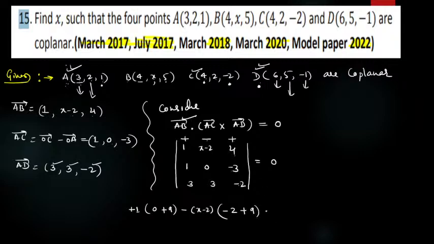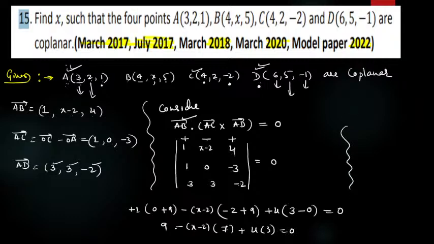Again plus of 4 into, leave the third column and first row, multiply this. 1 into 3 will be 3, minus 3 into 0 will be 0. Take it equal to 0 and simplify. Here it is 9, 9 into 1 is 9. Again it is minus of x minus 2 into bracket. 9 minus 2 is 7, plus 4 into 3, that is equal to 0.